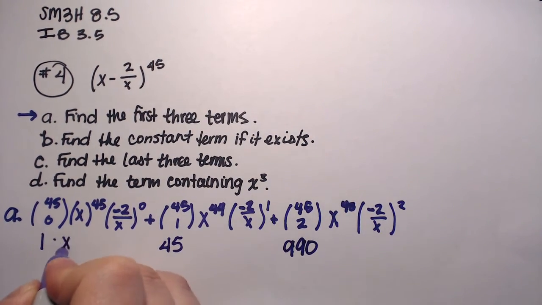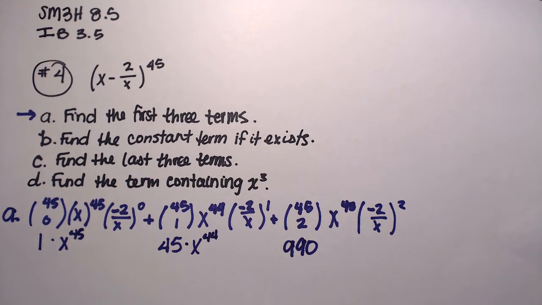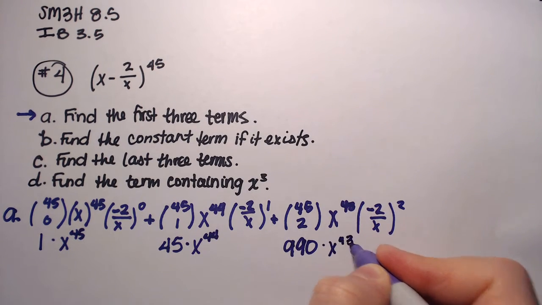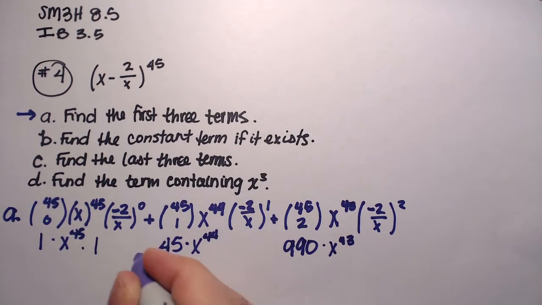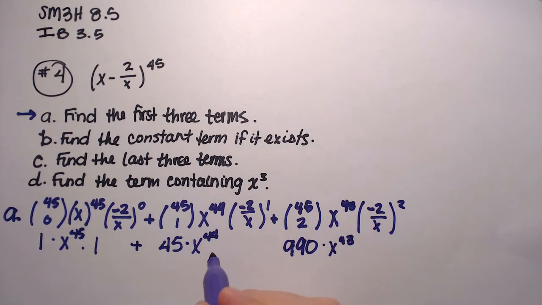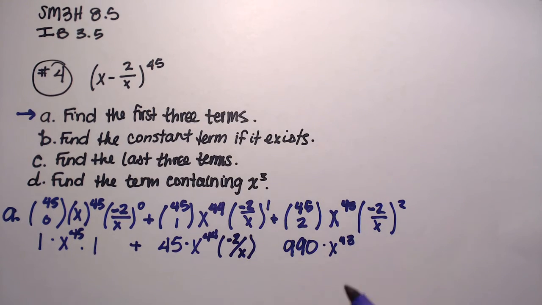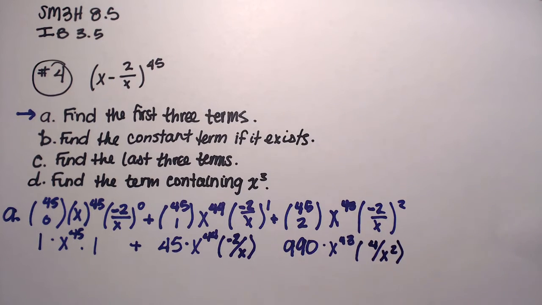And then I have an x to the 45th, x to the 44th, x to the 43rd. Okay, and then I have to raise this to the 0 power, so it's just a 1. If I raise this to the first, I'm multiplying it just by -2 over x. And squared, I'm multiplying this by 4 over x squared.